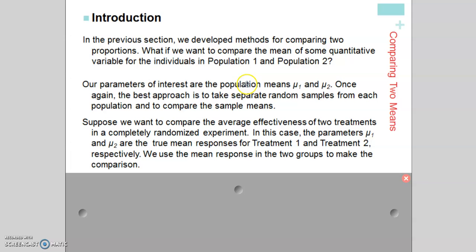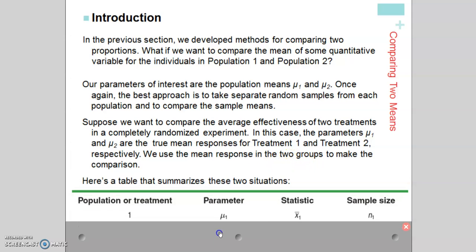But suppose we want to compare the average effectiveness of two treatments. This is different than studying two populations. So we could do a completely randomized experiment. The parameters are mu1 and mu2, and those, in this case, are the true mean responses to the two different treatments, respectively. And then we use the mean responses in our two sample groups to make the comparison.